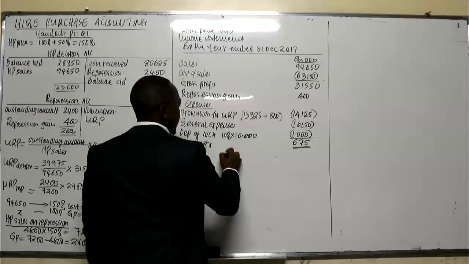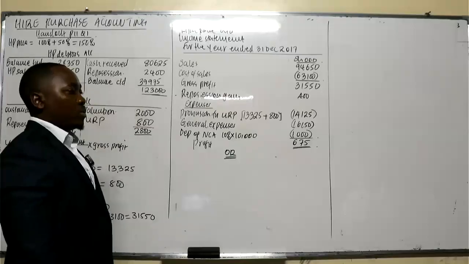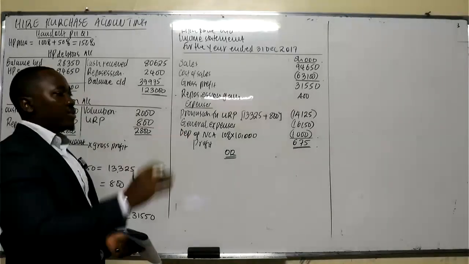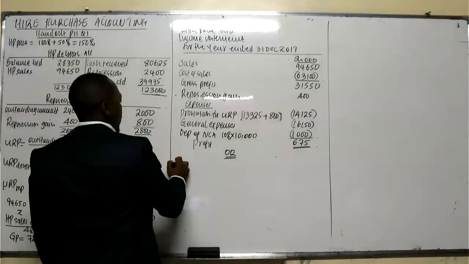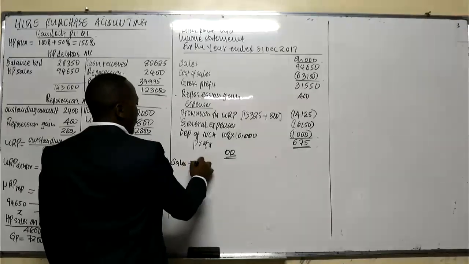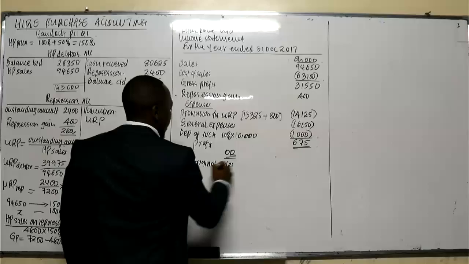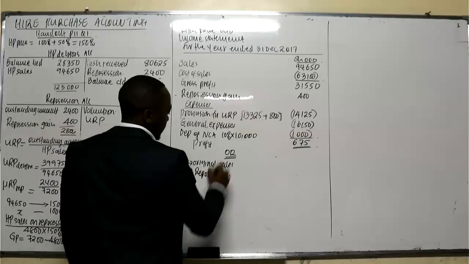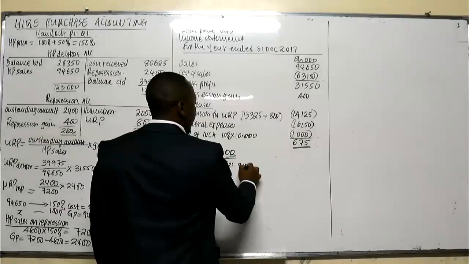Alternatively, sometimes the examiner might require you to prepare them in a separate format, showing the original sales and the sales on repossession. How can you show that? So we separate the sales, that is the original sales and sales on repossession. Now, the sales for the year was an amount of 94,650.